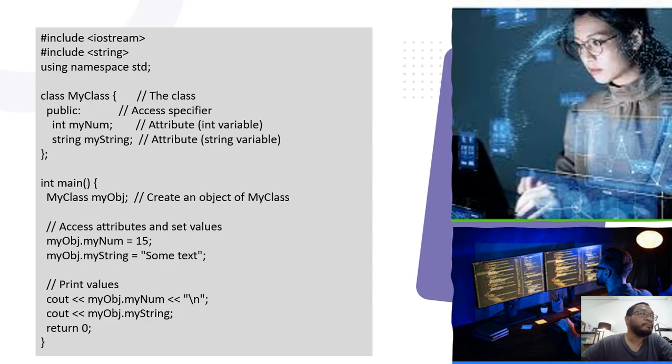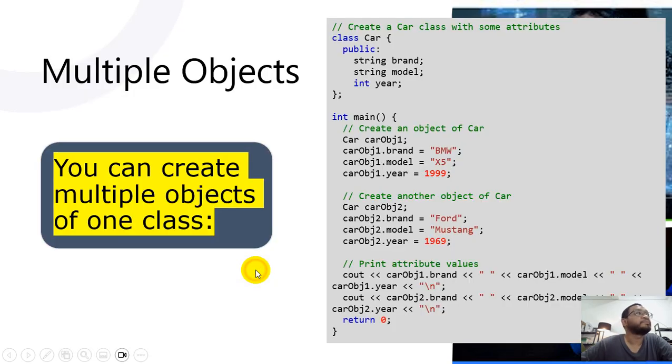The next step is you just assign values to myObj. For example, myObj.myNum, this one would be an integer, so it equals 15. And myObj.myString equals some text. Then you can just display those data in your program, for example, cout myObj.myNum and cout myObj.myString.